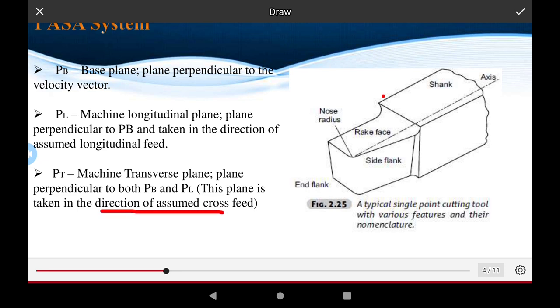This is the tool geometry: this is the shank of the tool, this is the axis of the tool, this point is the nose radius, this is the rake face of the tool, this is the flank, the side flank and end flank. This point is the end of the flank of the tool, and a typical single point cutting tool with its various features and nomenclature of the system.